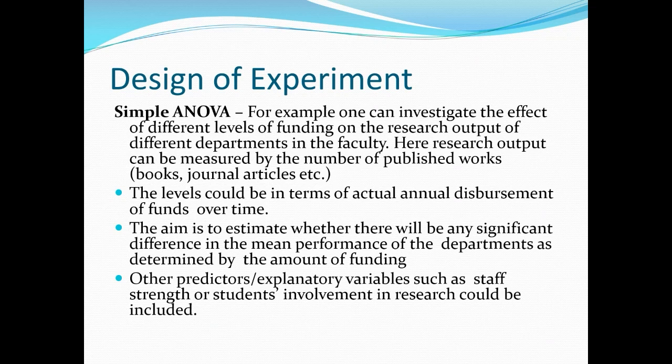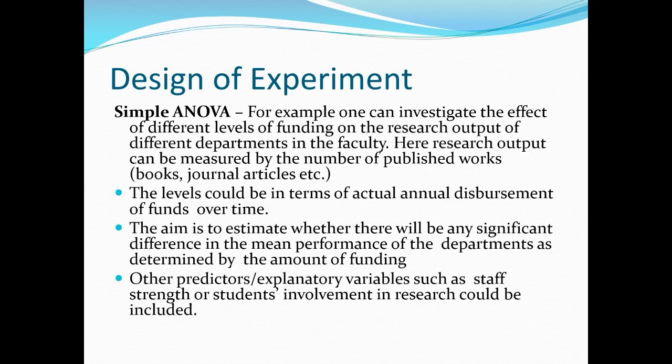You can now measure research output by the level of funding given to the department. You are measuring the performance of departments as determined by number of publications, by the amount of funding they receive by year. So the aim is to estimate whether there will be any significant difference in the mean performance of departments as determined by the amount of funding.